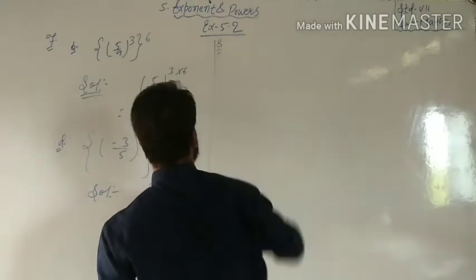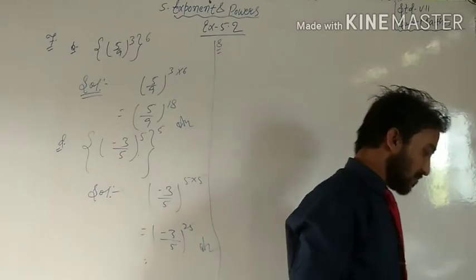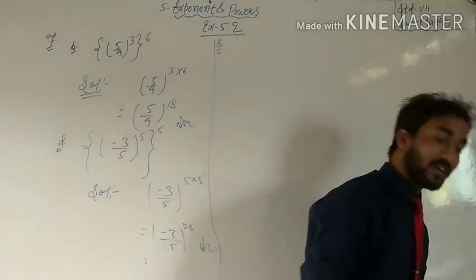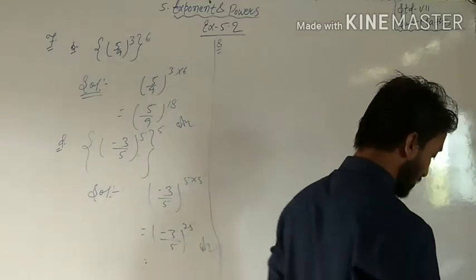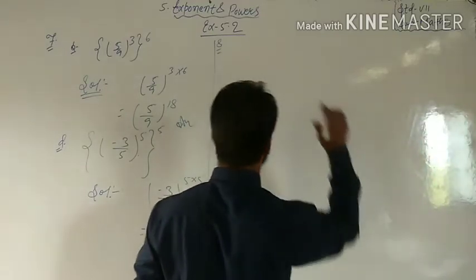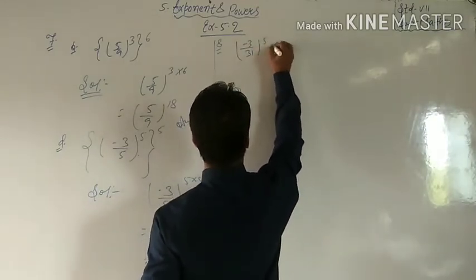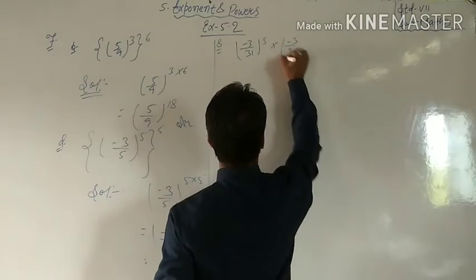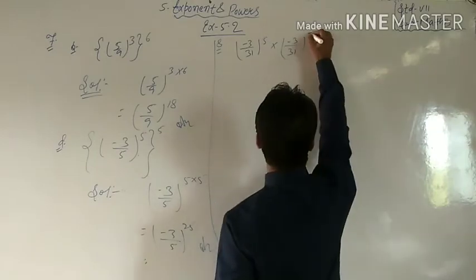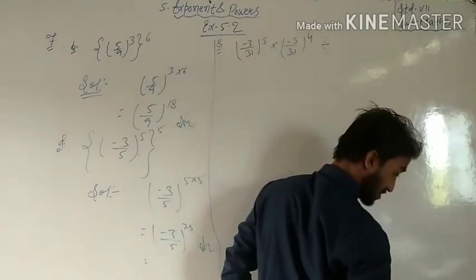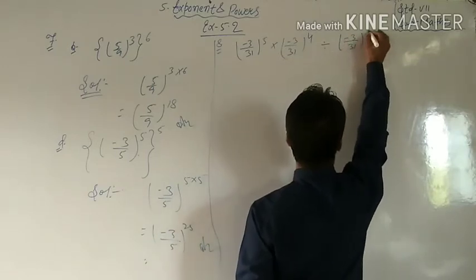In question number 8, see students, simplify and answer each of the following in exponential form. You have to answer in exponential form only. What is the question? (Minus 3 by 31) to the power 5 multiplied by (minus 3 by 31) to the power 4, divided by (minus 3 by 31) to the power 8.